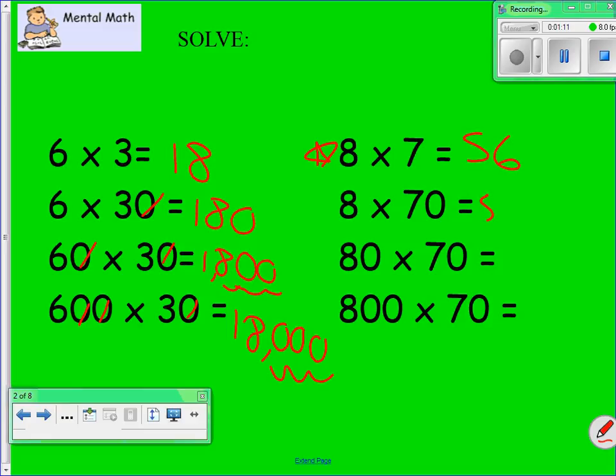8 times 7, 56. I'm going to add a 0 to it, 560. 8 times 7 is 56. Add 2 zeros to it, 3 numbers behind the decimal, perfect. 8 times 7 is 56. 3 zeros, 1, 2, 3. 3 numbers behind 56, so 56,000.